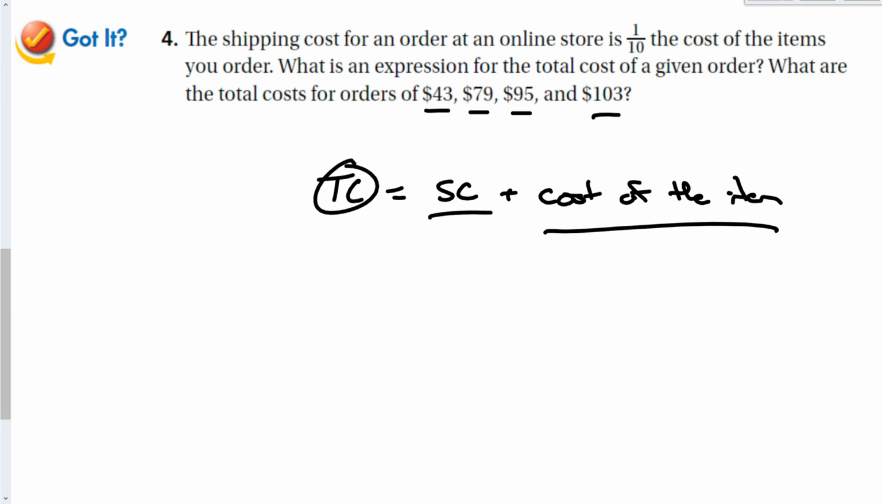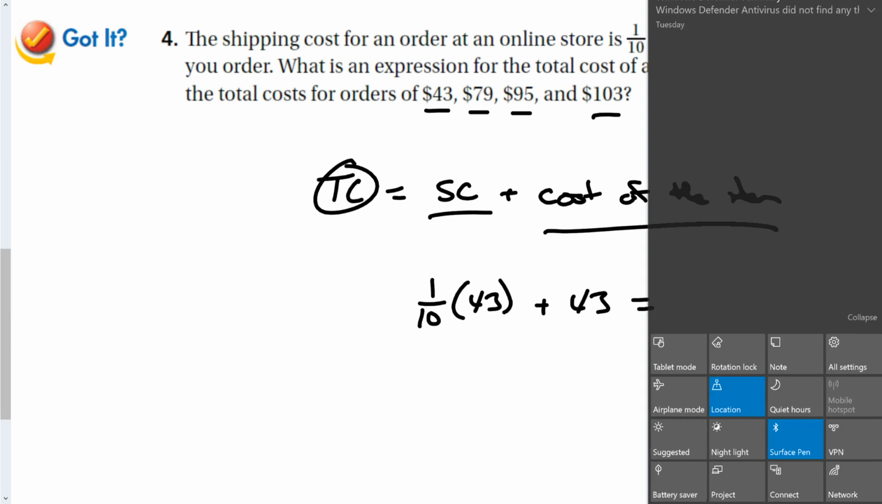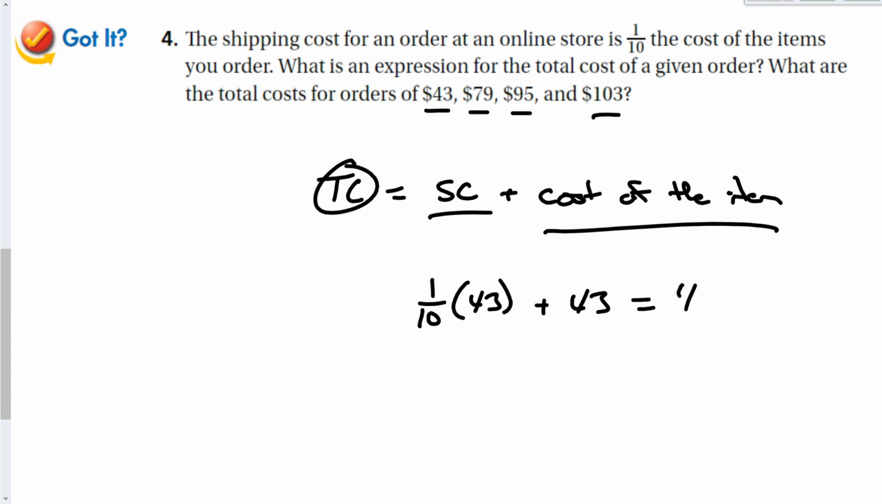So we're going to get, so my shipping cost is going to be 1/10 times 43 plus you got to pay for the item. Okay, so that's going to be 43 plus 4.3, which gives me 47.30. Always with money, we want to put 2 decimal points.